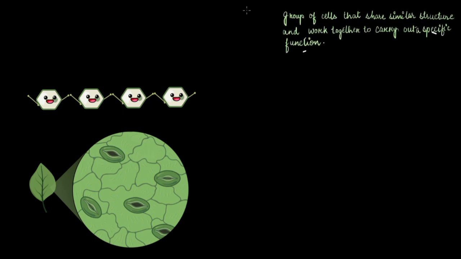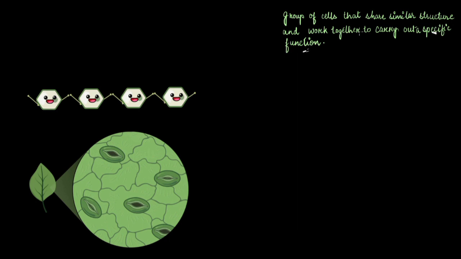So here are a few plant cells, happy plant cells, okay? Now they will hold hands together and will perform a specific function. Let's say they all formed the outer layer of the leaf. So here they will create a protective layer for the leaf, right? That is their function. So the definition of tissues goes like this. These are a group of cells that share similar structure and they work together to carry out a specific function.